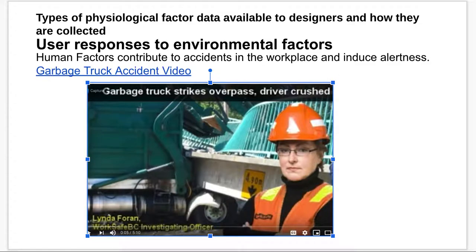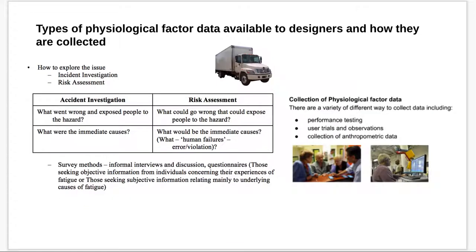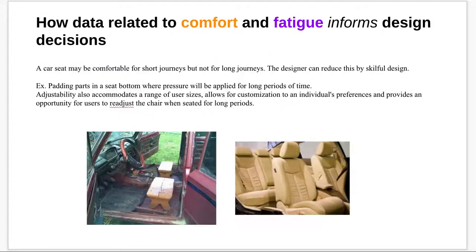So just another brief look at this one again. Similar types of data collection. It could be primary, it could be secondary, it could be qualitative, could be quantitative, okay? So it's all collected, and then those inform decisions. Yep, comfort and fatigue, how that data is collected: surveys, observations, accident reports. Then that allows you to design different ways.